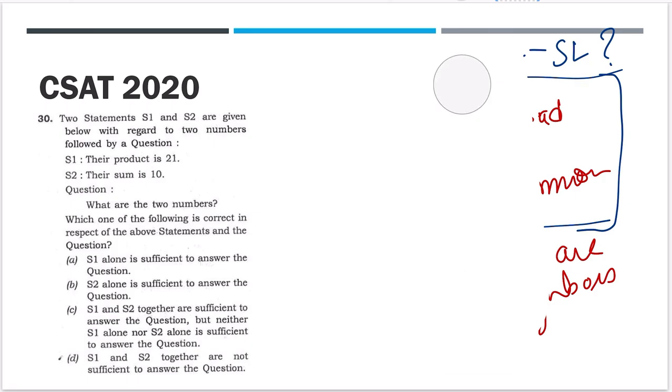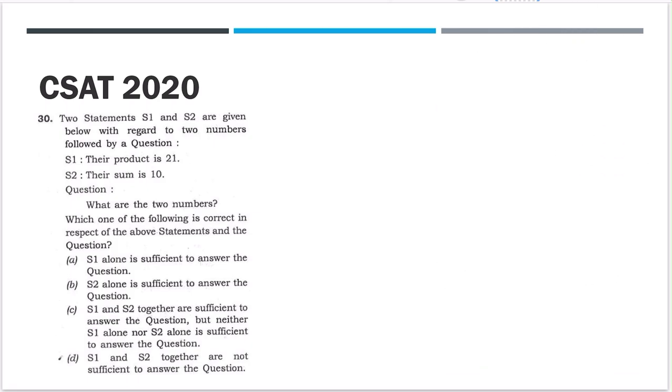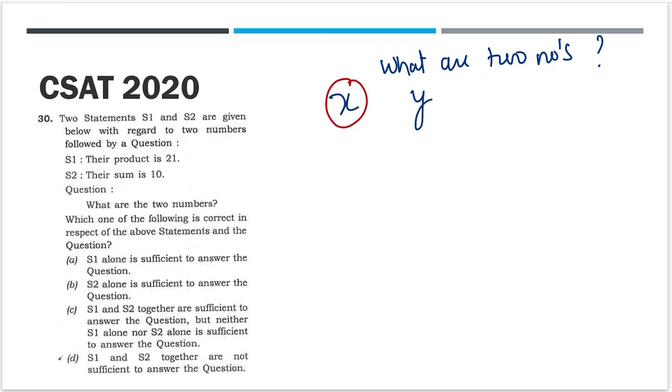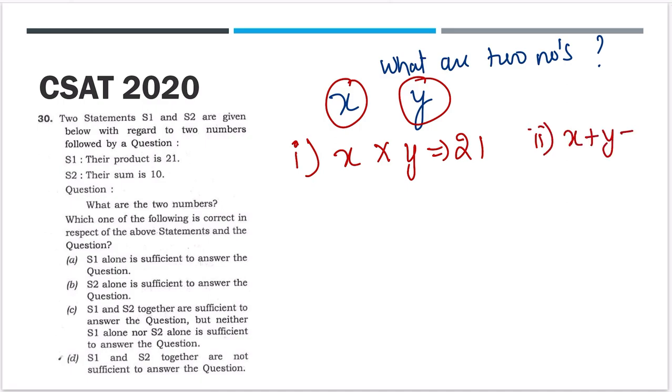Now if you go to the question, you will see. The question is, what are two numbers? Now, what are two numbers? It means there are two numbers, x and y, right? The first statement says that x into y is 21. The second statement says x plus y is 10, right? x into y is 21 and x plus y is 10.